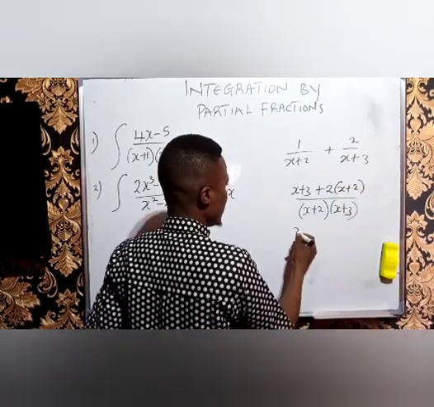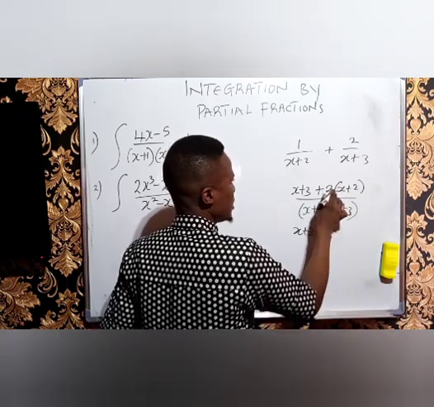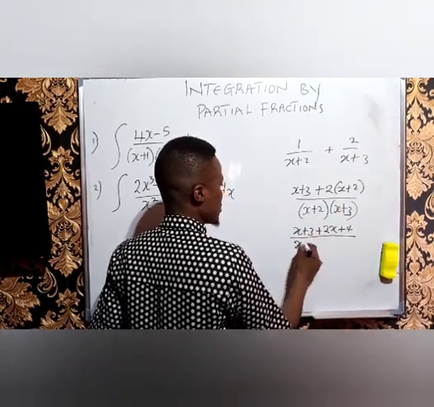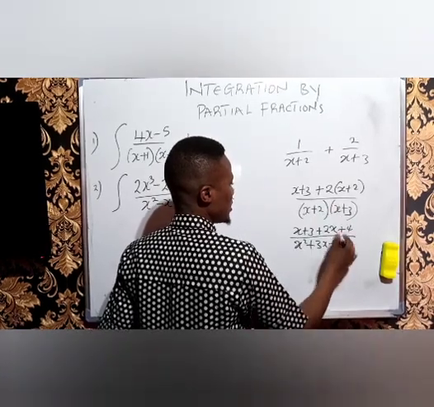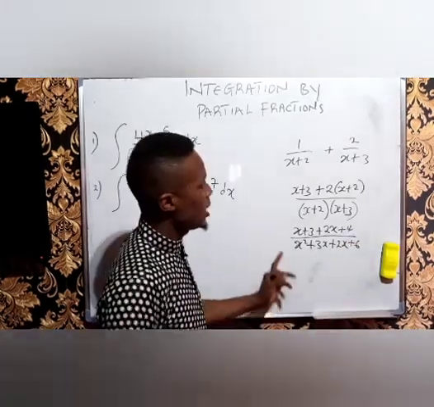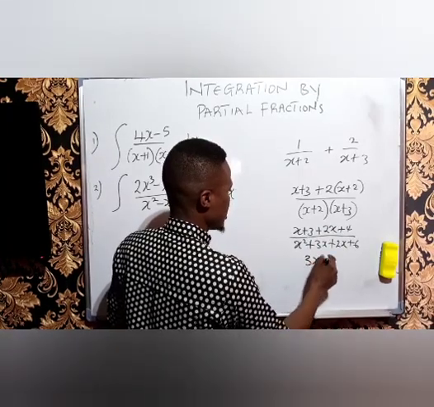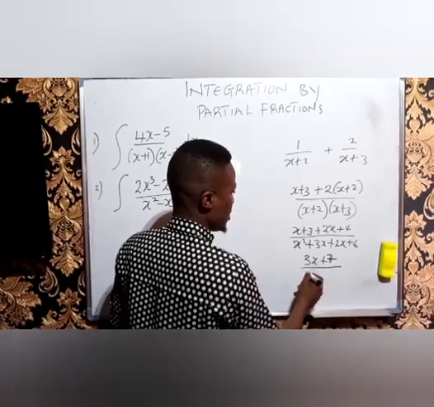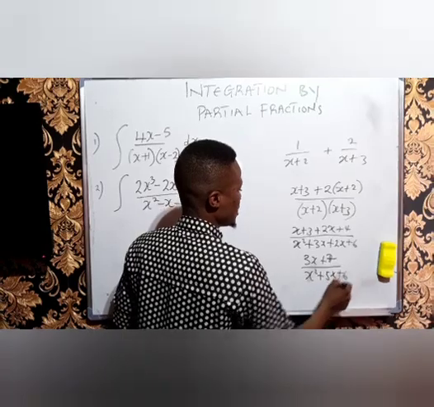Coming down, we have x plus 3 plus 2 times x is 2x, 2 times 2 is 4, over x times x is x squared, x times 3 is 3x, 2 times x is 2x, and 2 times 3 will give us 6. Collecting like terms, we shall have that x plus 2x is 3x, plus 3 plus 4 is 7, over x squared plus 3 plus 2 is 5x plus 6.